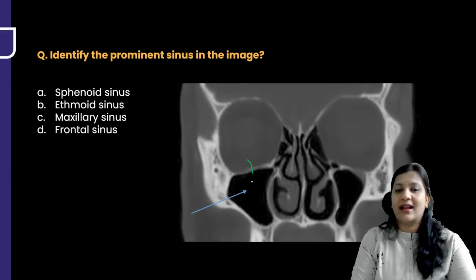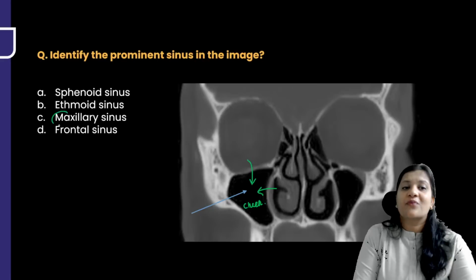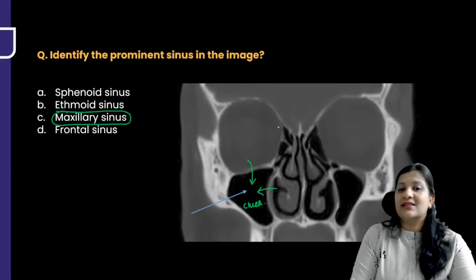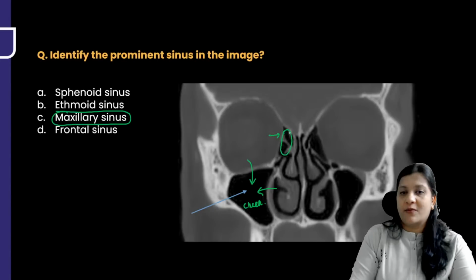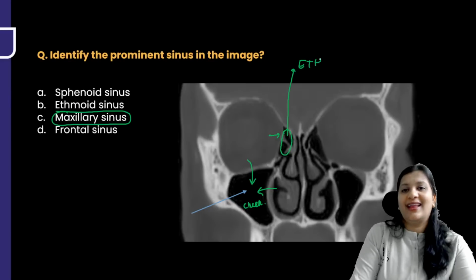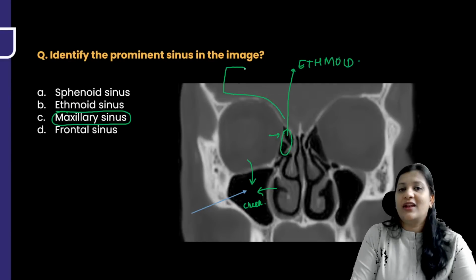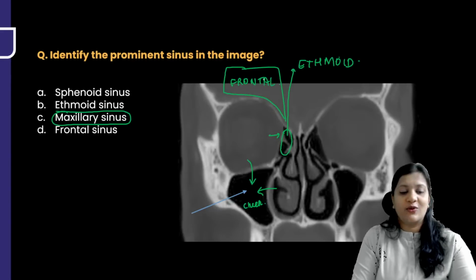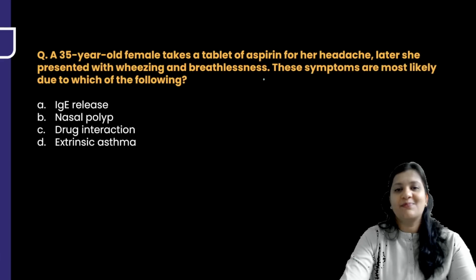The sinus that lies below the orbit, on the sides of the nose, in the cheeks, is nothing but your maxillary sinus. The sinuses that lie near the medial wall of the orbit are your ethmoid sinuses. Superiorly you will have the frontal sinus. And the posterior-most sinus below the brain is called the sphenoid sinus.